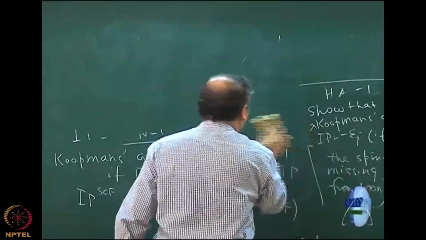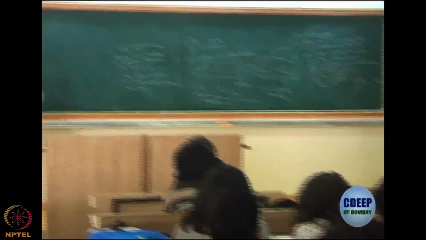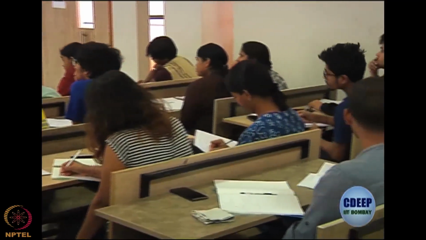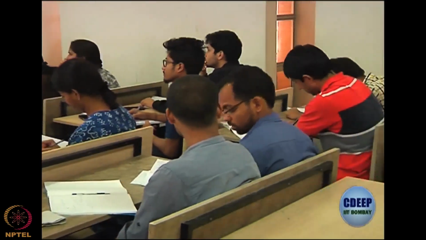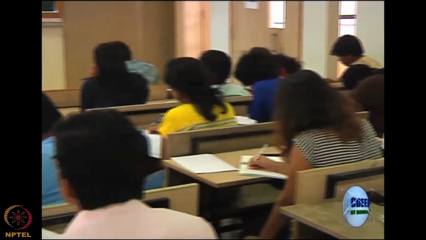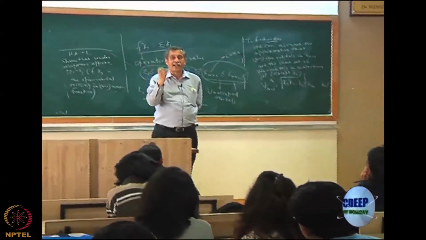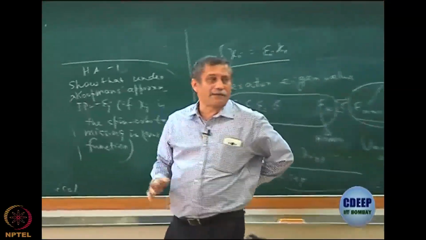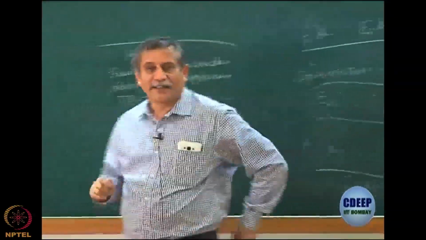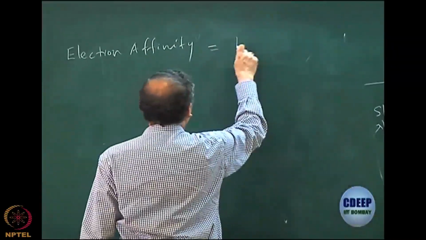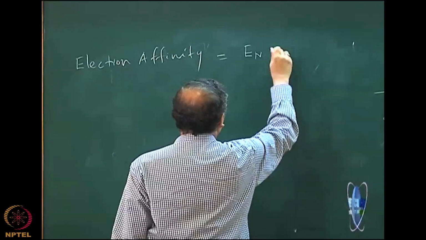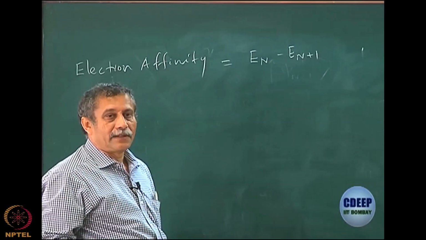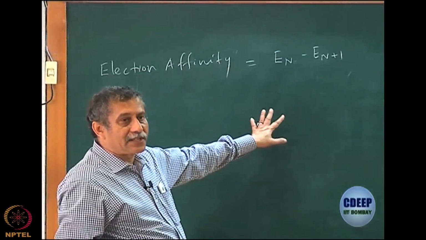Before I tell you about electron affinity, can somebody tell me how to define electron affinity? What is the definition of electron affinity? Of course, you can say it is the energy gained if a system has an electron added, etc. But can you tell me in terms of the N electron energy and the N plus 1 electron energy? Just like I wrote for IP. Don't worry about Hartree-Fock, it can be any approximation. Just write E_N minus E_(N+1). Does everybody agree with this?